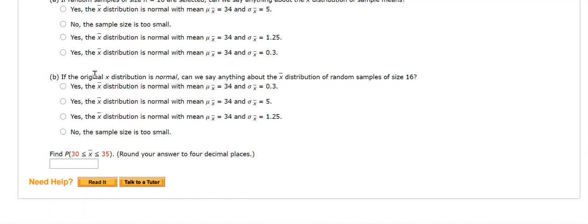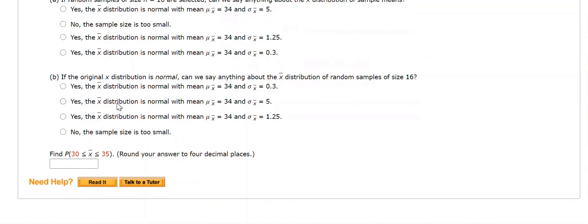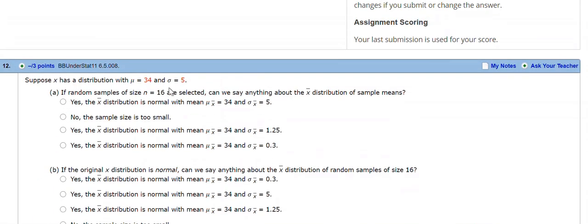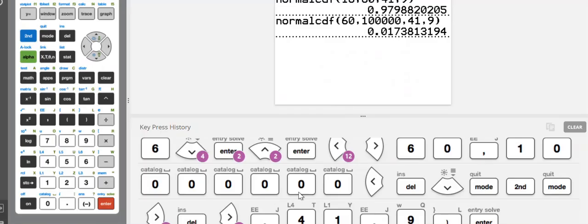So part B, it says if the original x distribution is normal, so here it does say it's normal, not the same as up above, but here it's saying if the original distribution is normal, can we say anything about the x bar distribution of a random sample size of 16? So our n is equal to 16. So our sigma is 5, so we in our calculator have to compute.